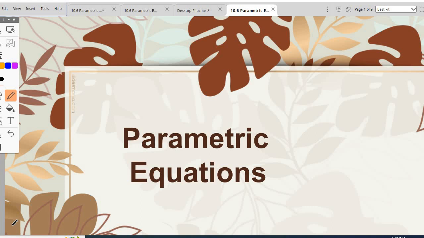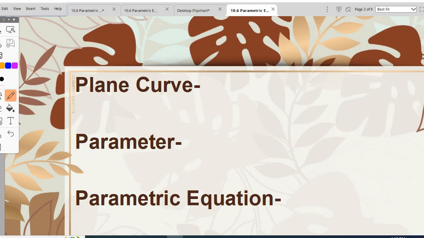If we read through our note activity, they have the other variable. We call that our parameter. A lot of times it's going to be a t. The other one that we can see quite often is a theta. So a plane curve is going to be the graph of a parametric equation.